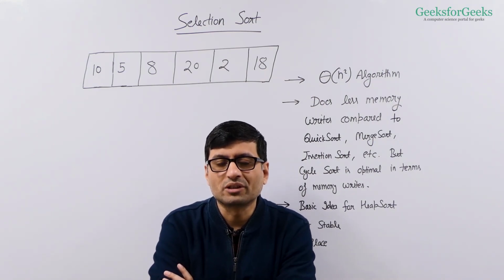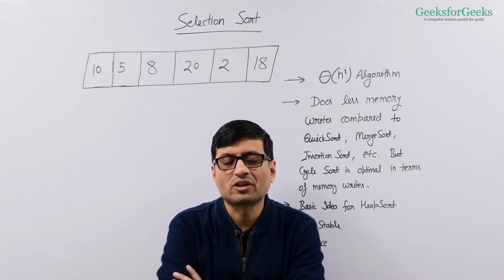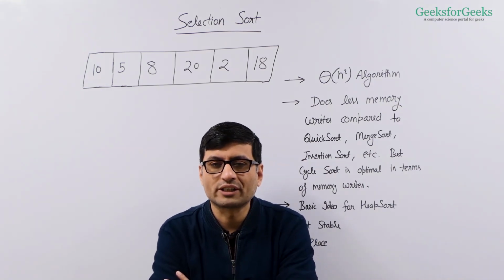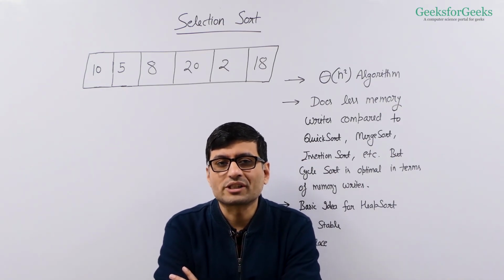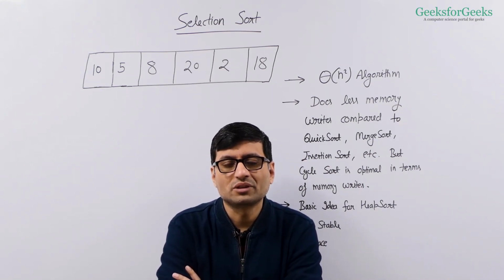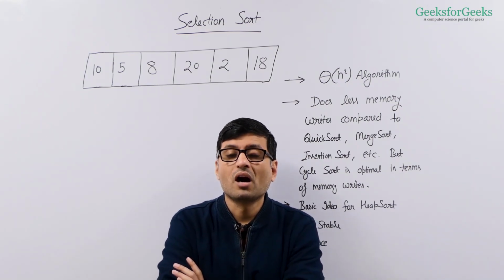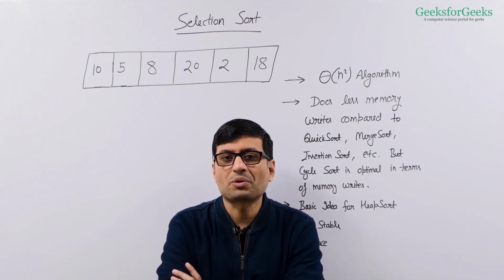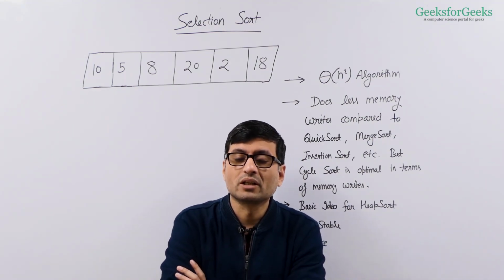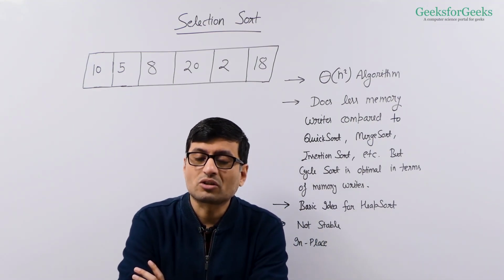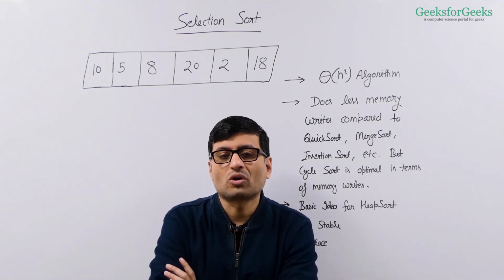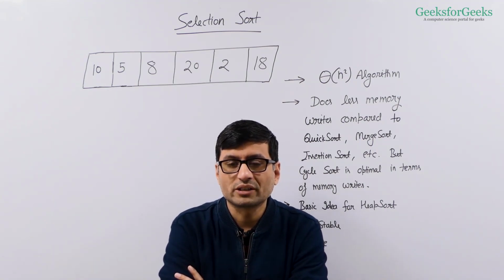If you compare it with other popular algorithms like quicksort, merge sort, insertion sort, bubble sort, etc., you can notice that this algorithm is going to do less memory writes compared to these algorithms. However, this is not the optimal algorithm in terms of memory writes. There is another algorithm called cycle sort, which is optimal in terms of memory writes.